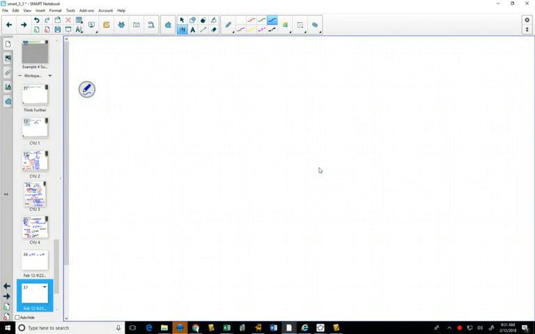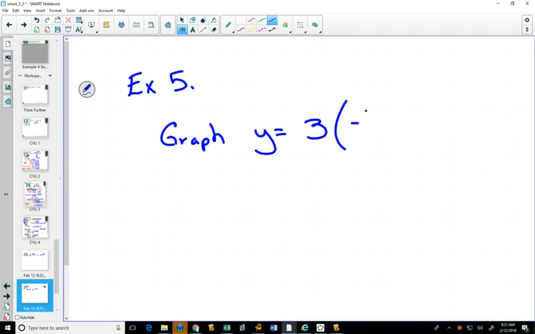In all of the examples that we've done so far, the textbook has always given us a graph. But another set of examples that you're going to be asked to graph during the year are ones that come just from an equation. So in this example, we'll call it example 5, we're going to graph y equals three times the negative 1/2 x cubed. So no original graph is given.